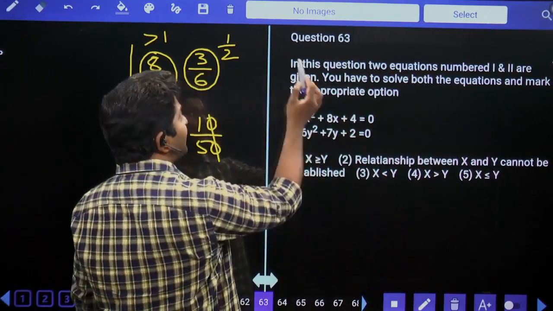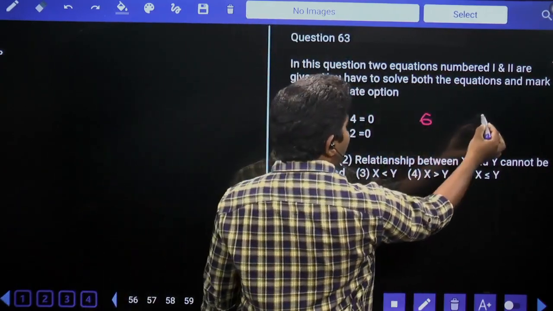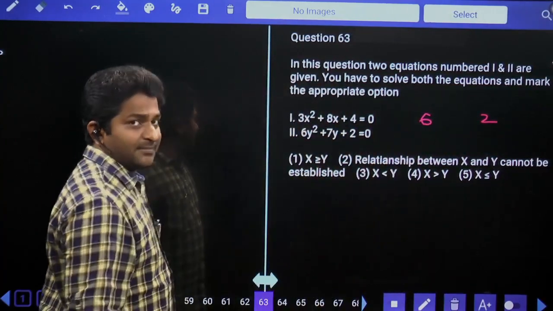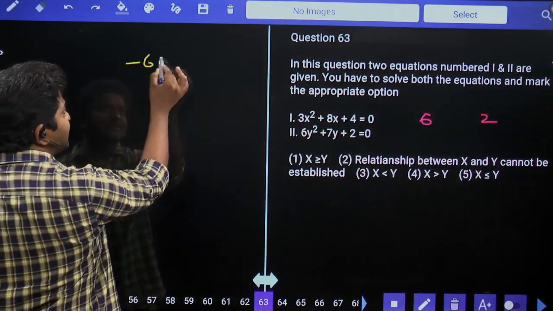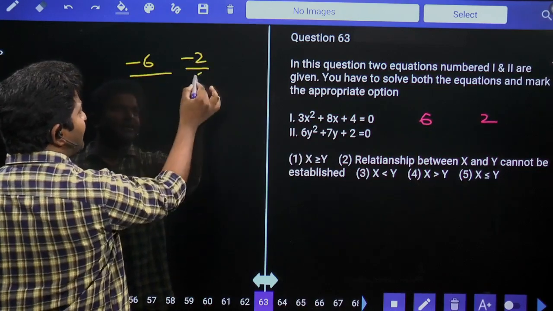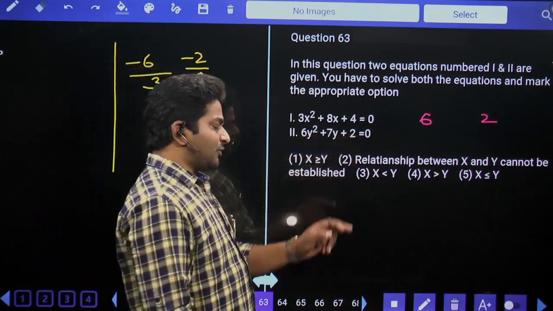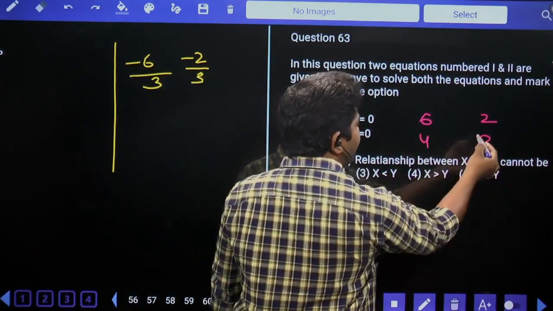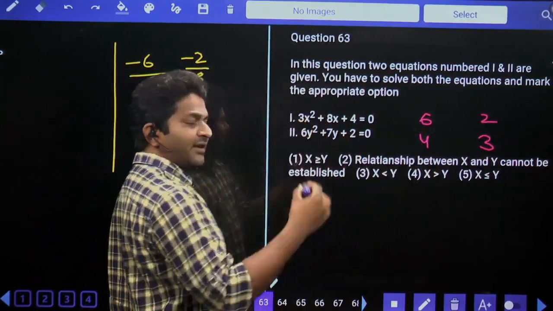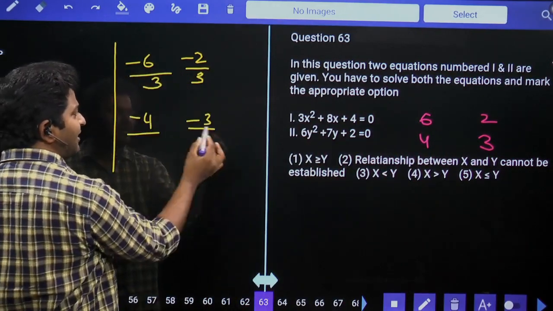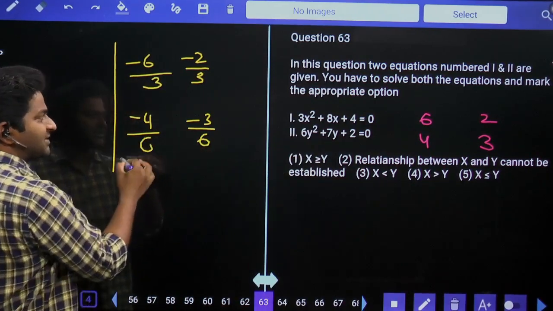Now 4 into 3, 12. 12 can be written as 6 and 2. Plus 6 plus 2, that is plus 8. Factors are minus 6 minus 2, divided by the coefficient of x square. 6 into 2, 12. 12 can be written as 4 into 3, plus 4 plus 3, plus 7. Then factors are minus 4 minus 3, divided by the coefficient of y square, 6.